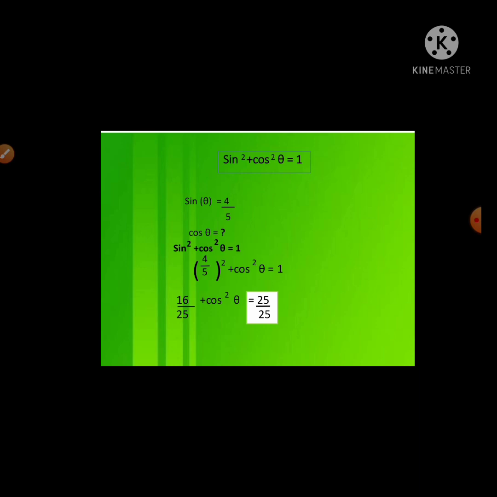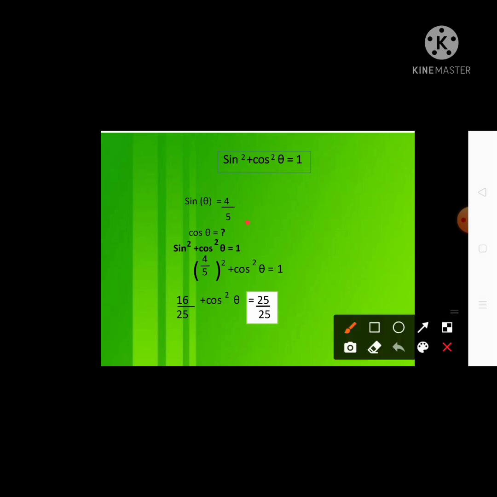Example: sin squared theta plus cosine squared theta is equal to 1. Sin theta is equal to 4 over 5. So what we will look for is cosine theta. Sin squared plus cosine squared theta is equal to 1. So the given is 4 over 5. So the quantity of 4 over 5 squared plus cosine squared theta is equal to 1.